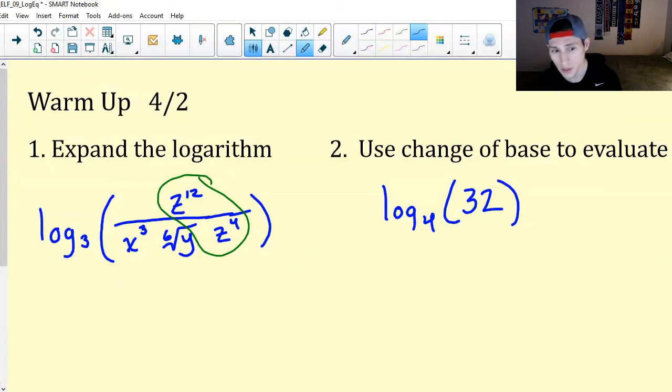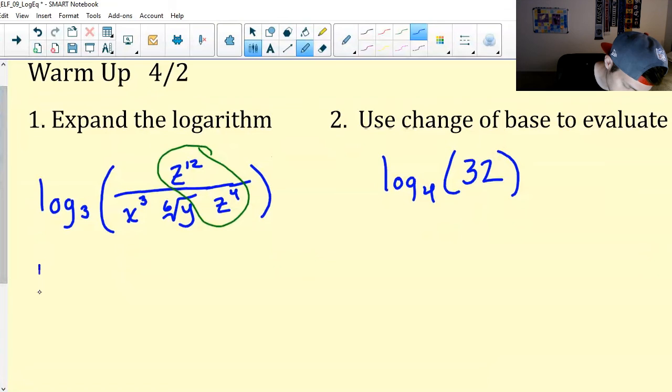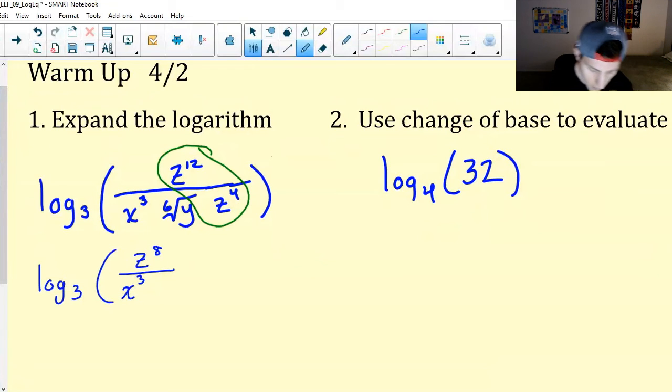Okay, so for example, I've circled here in the first problem in the green, z to the 12th over z to the 4th. That's something that I can simplify. So before I start using properties, I'm going to simplify that to z to the 8th. Right? And another thing I'm going to do is that 6th root of y, I'm going to write that as an exponent of y to the 1/6.